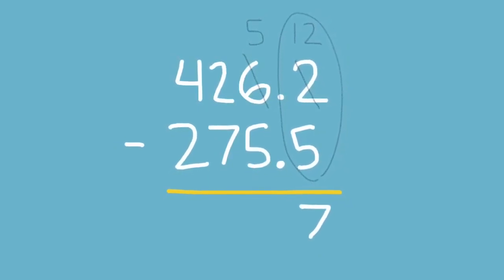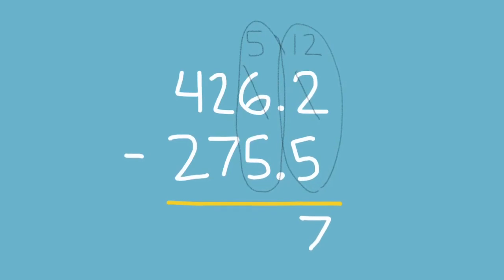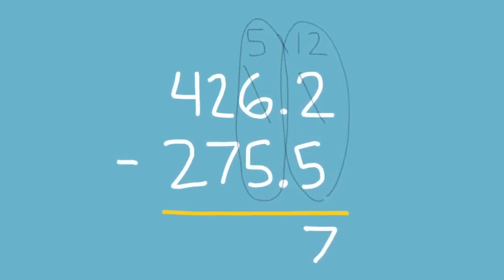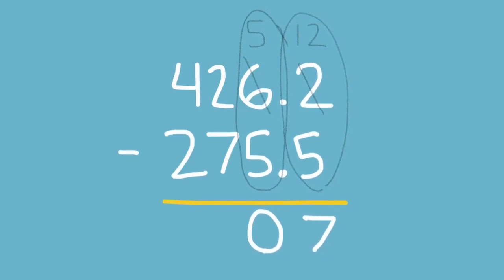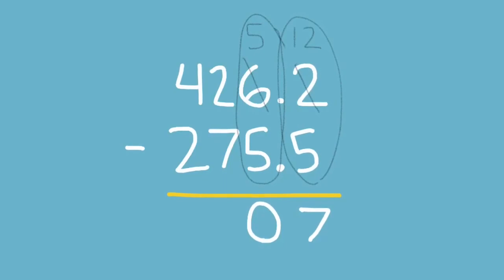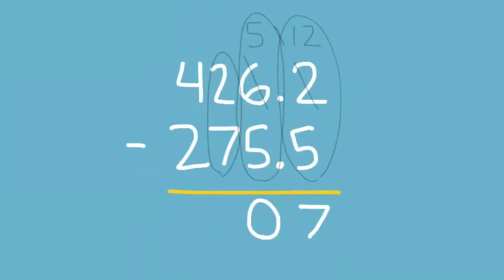Okay, let's move to our ones. Can I take 5 ones away from 5 ones? Of course I can. We'll be left with nothing. And so we write that down. We have no ones. We have 0 ones left. What about our tens? Okay, we have 2 tens, and we're being told to take away 7.